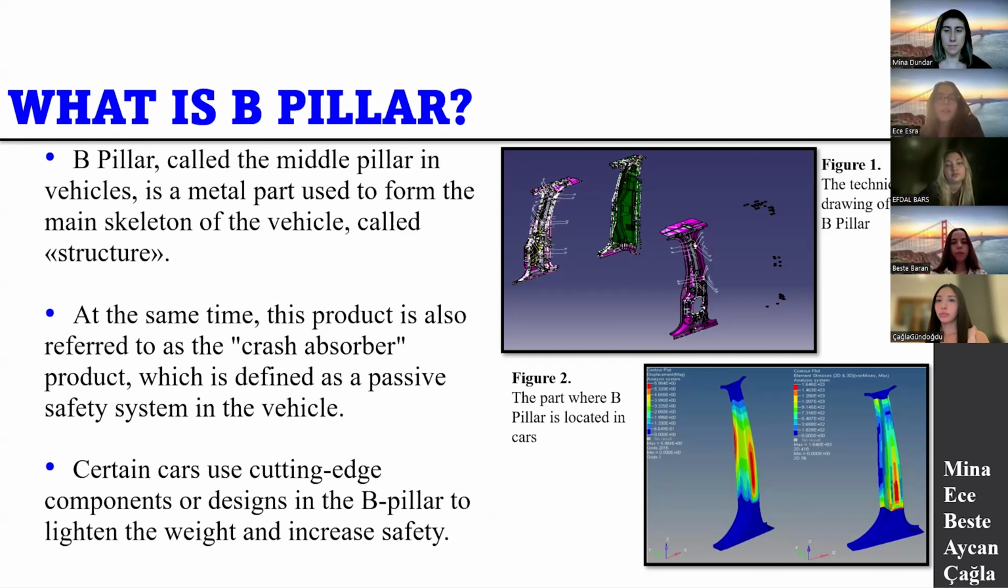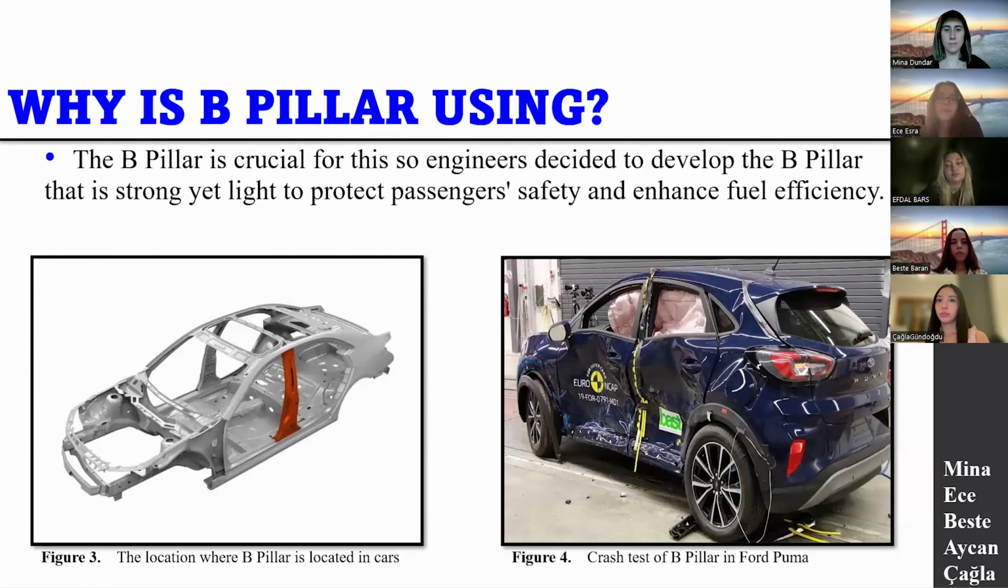Particularly in the case of an accident, it helps protect the car structure integrity by supporting the roof. To make cars lighter and safer, some B-pillar components are designed using cutting-edge technology. Why is the B-pillar used? The B-pillar designed by engineers is important in roof crash resistance tests for cars to protect passenger safety and enhance fuel efficiency.